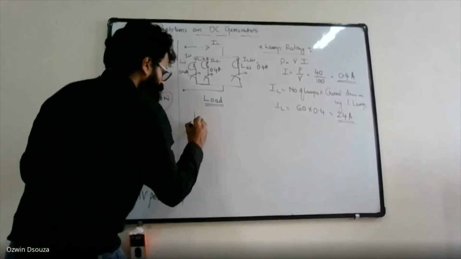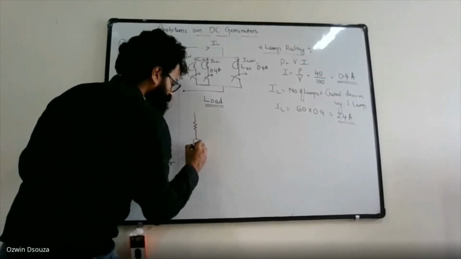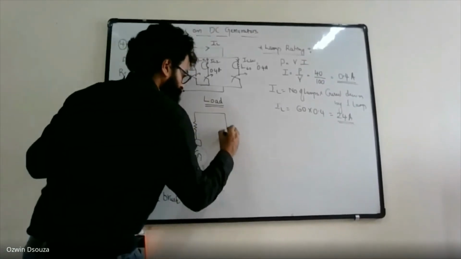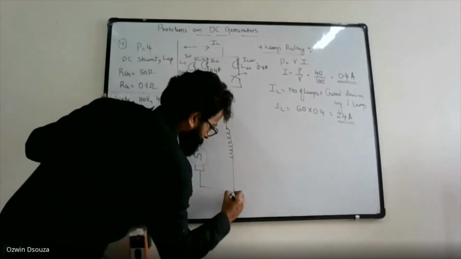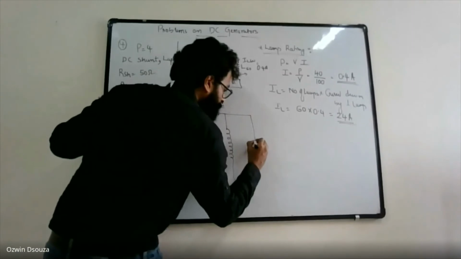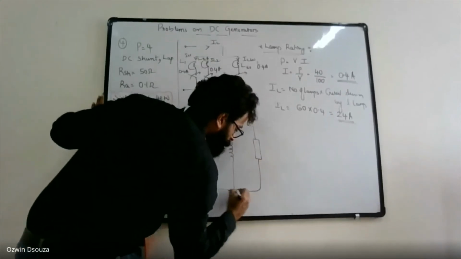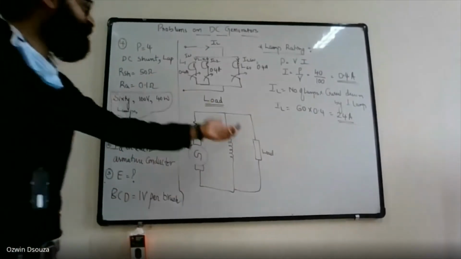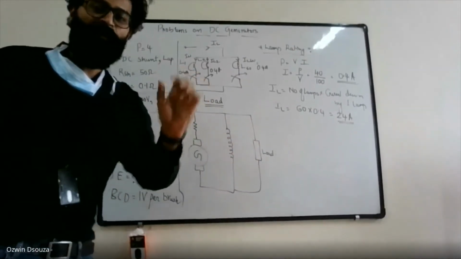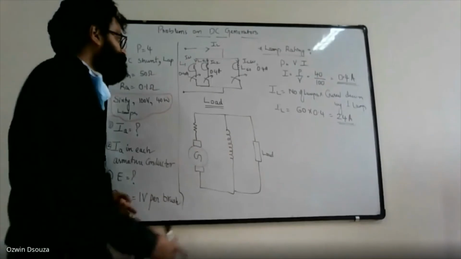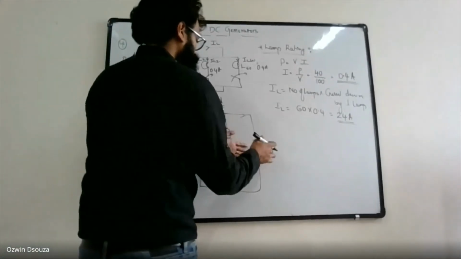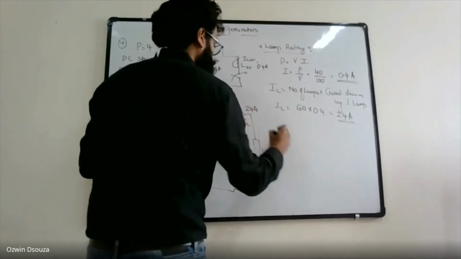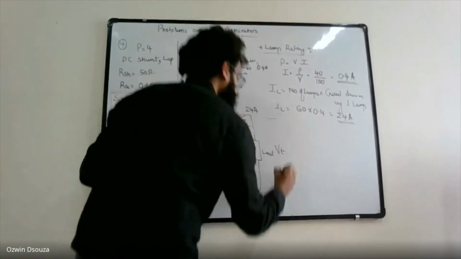Now you can construct the equivalent of it. This is your generator. The field winding. This is your load. You see, such a big load we are just replacing with a small, tubular shaped object. So what is the load current drawn by this load? It is 24 amperes, and this is IL. And this is the terminal voltage.